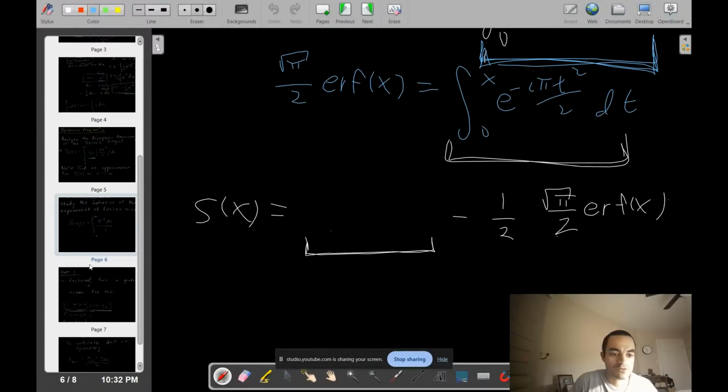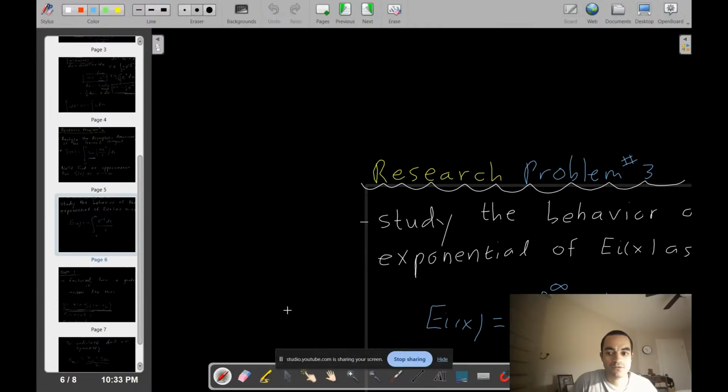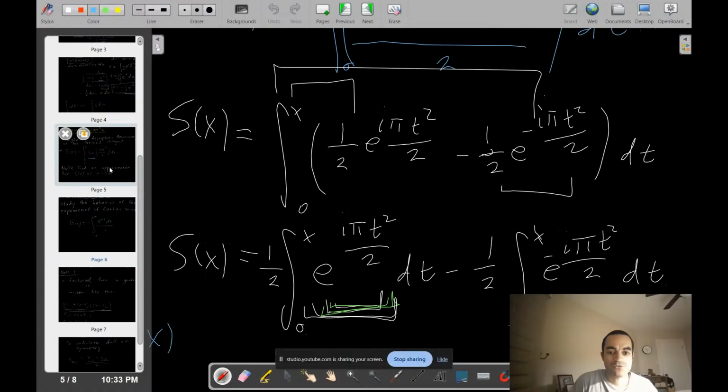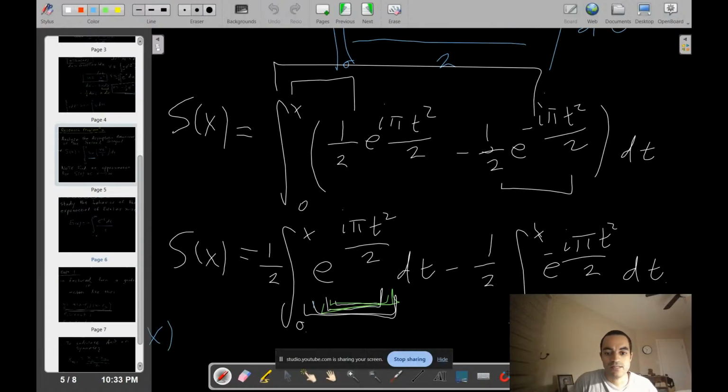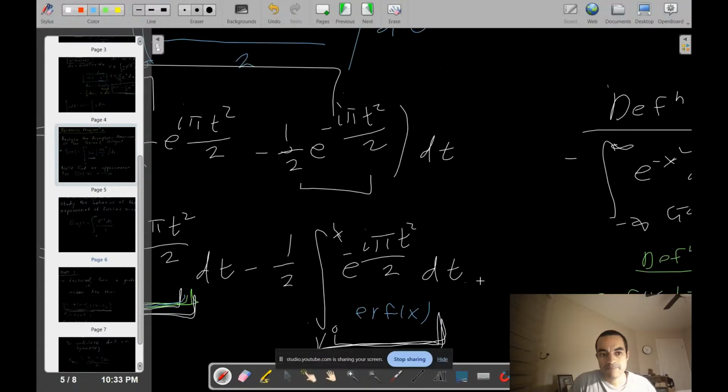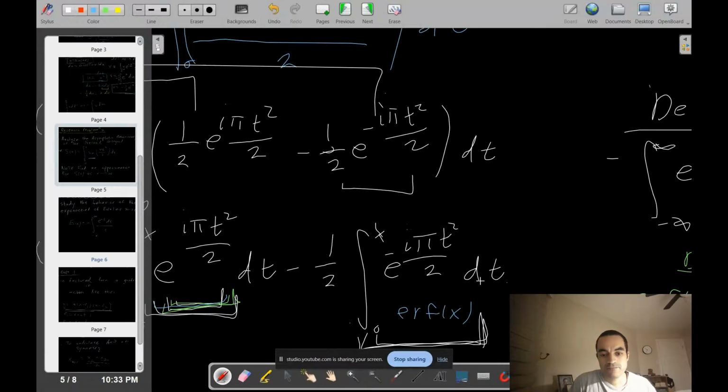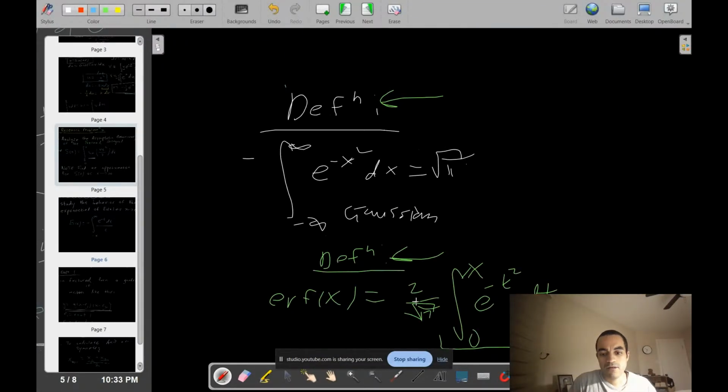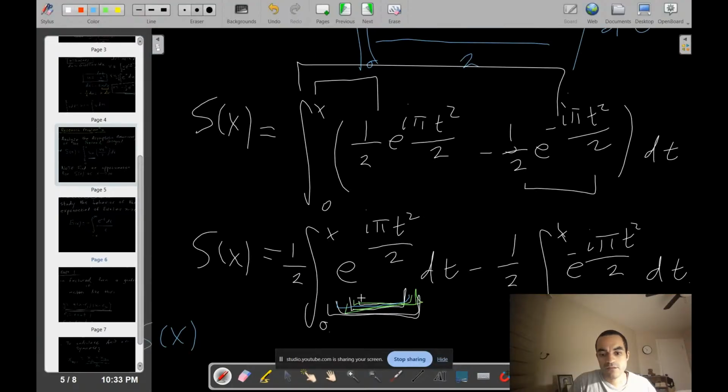So that first part here is what we have to deal with. What is that first part? This part here, e to the i pi t squared over 2. Now, there is a way to deal with that. You can do the long way or the short way. I'm going to get to that in a second.